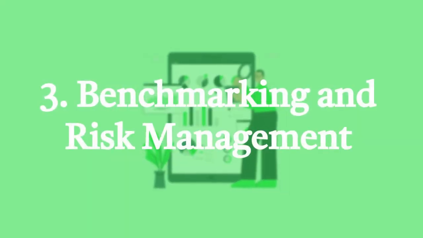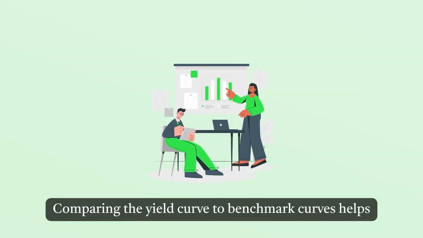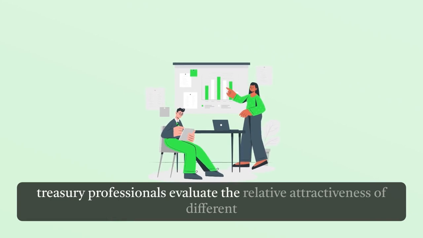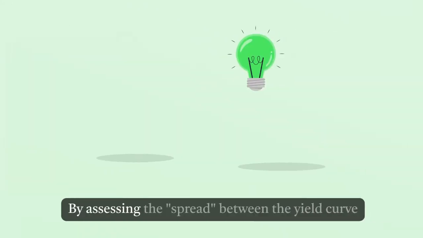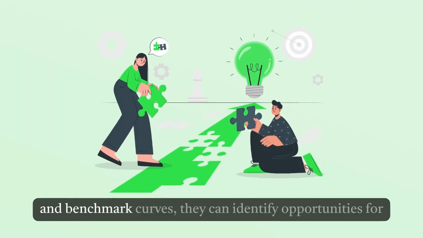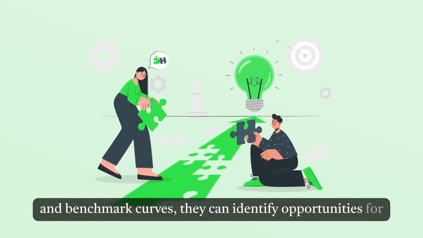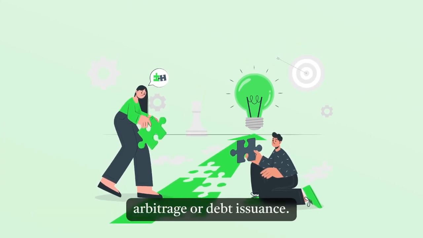3. Benchmarking and risk management. Comparing the yield curve to benchmark curves helps treasury professionals evaluate the relative attractiveness of different bonds or debt instruments. By assessing the spread between the yield curve and benchmark curves, they can identify opportunities for arbitrage or debt issuance.